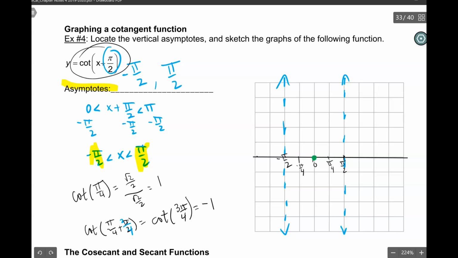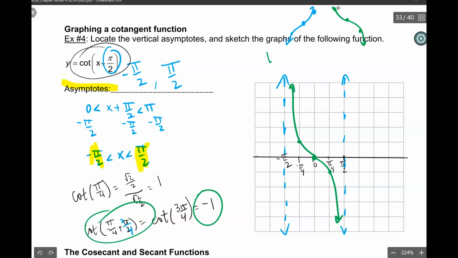For tangent, we had our middle, we went up 1 to the right, and to the left 1, down 1. So tangent looks this way. For cotangent, it's flipped. When we have our center point, we go over left, up 1, over right, down 1. I just wanted to prove it to you by plugging in pi over 4, and then we see it goes down to negative 1, and then over left 1, up 1.